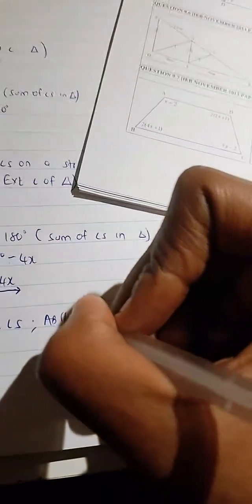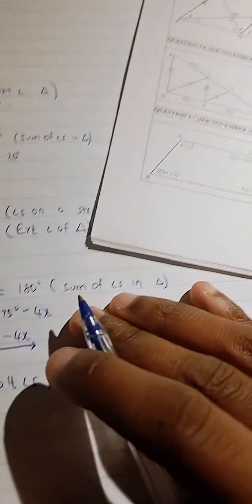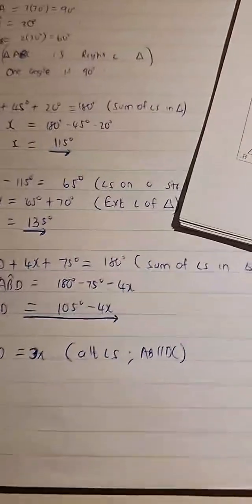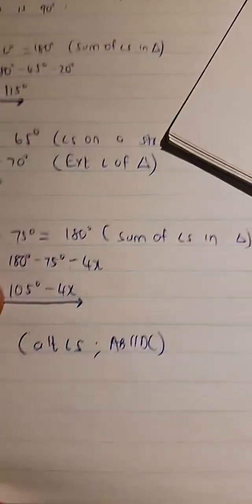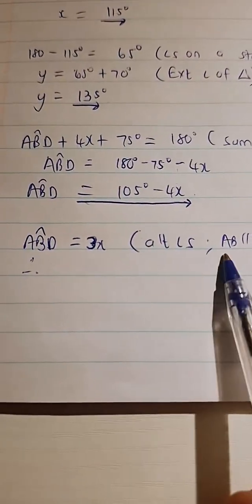Firstly, alternate angles. You state the lines that are parallel: DC is parallel to AB. When you write your reason for alternate angles, guys, you must include your parallel lines. Do not forget to include your parallel lines. Failing to include your parallel lines is not a complete reason.